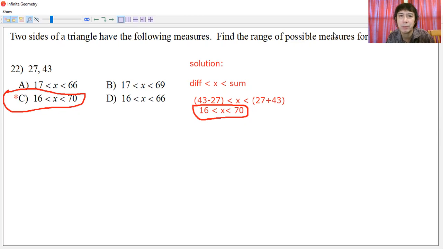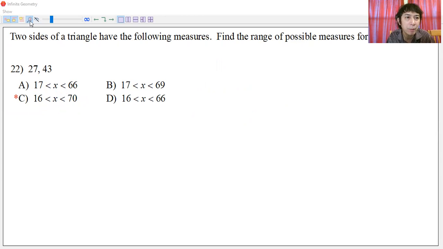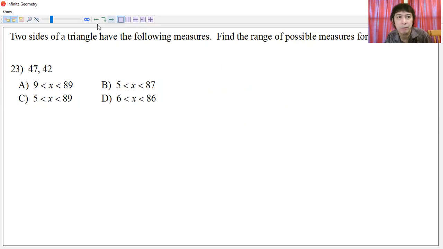Let's continue with number 23. All right, let's have number 23. Two sides of a triangle have the following measures. Find the range of possible measures for the third side. Okay, how do you get the range for the third side? We have a formula, of course. Sum and difference formula. We have the difference for the lower limit, and we have the sum for the upper limit.